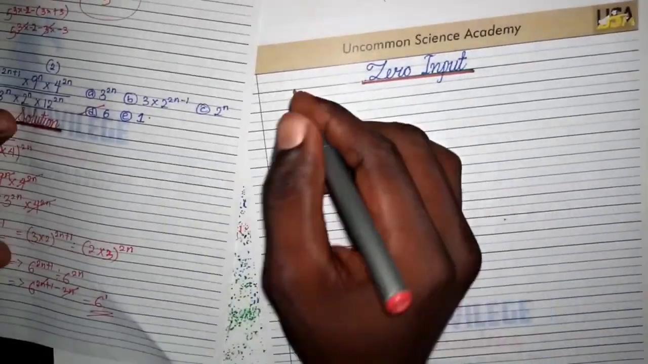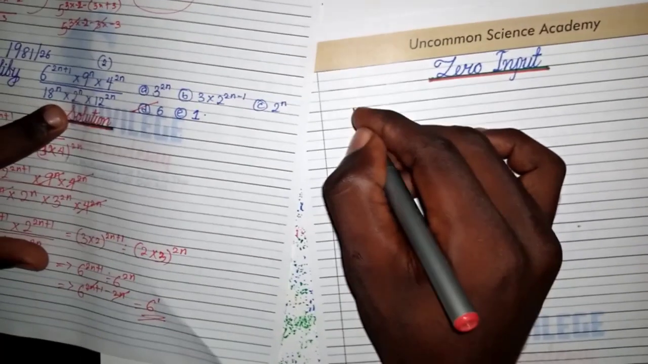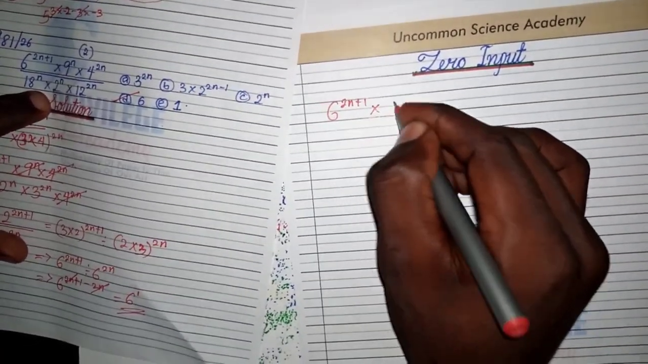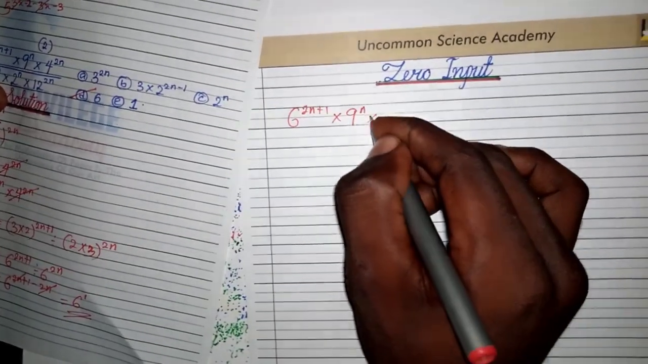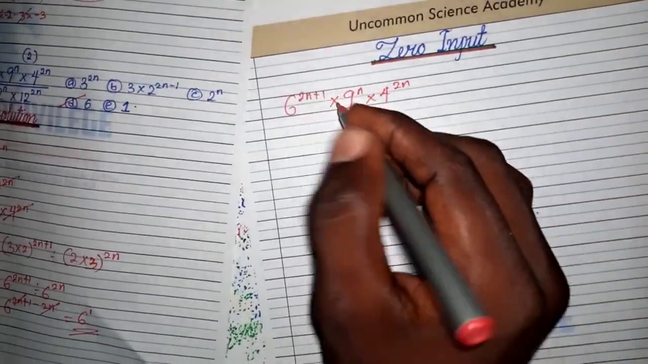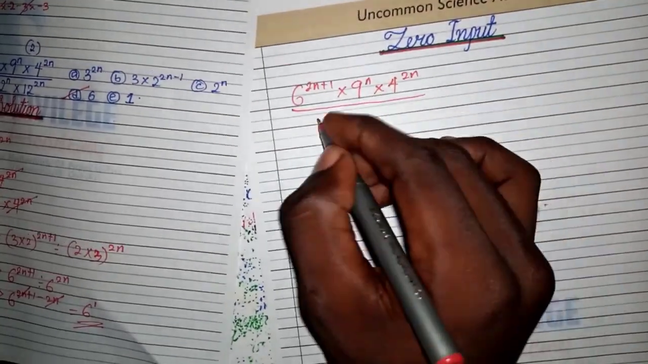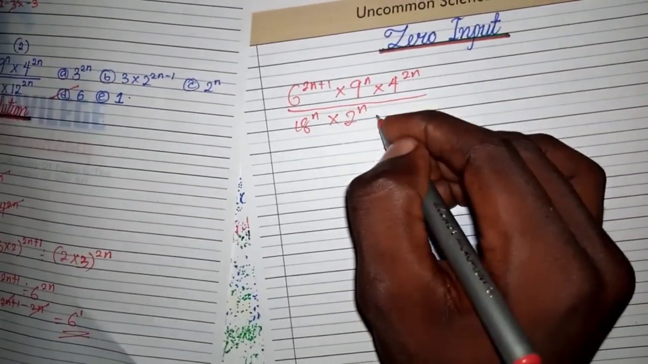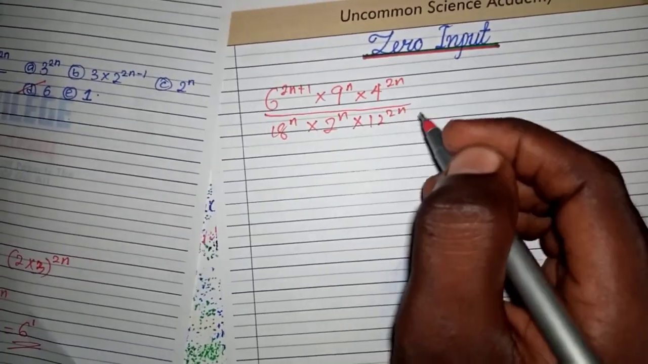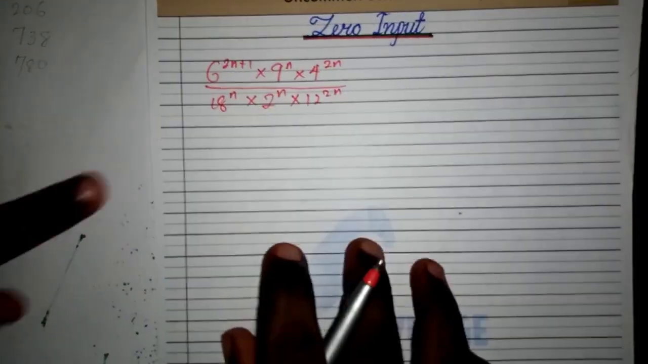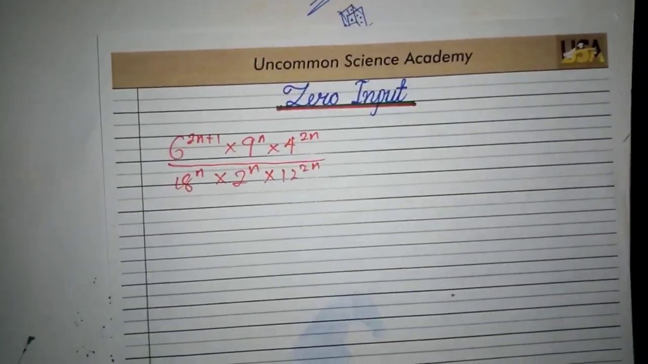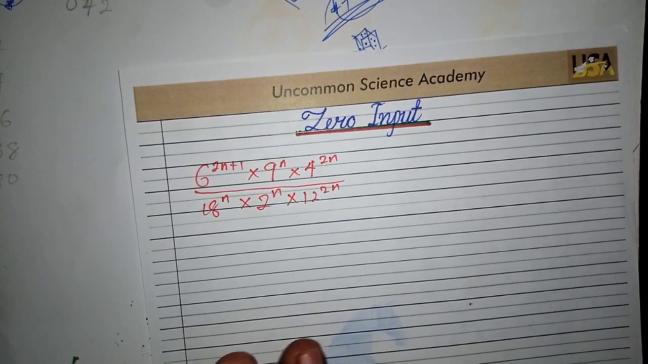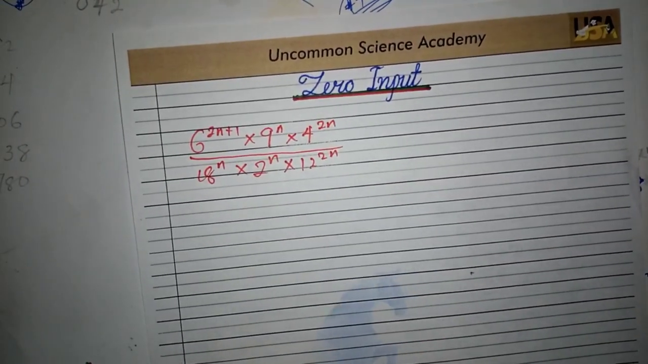For instance, I have 6 to the power of 2n plus 1 times 9 to the power of n times 4 to the power of 2n divided by 18 to the power of n times 2 to the power of n times 12 to the power of 2n. This is our number 2 question today. I will apply the zero input law to this and you will see how fast you can solve.